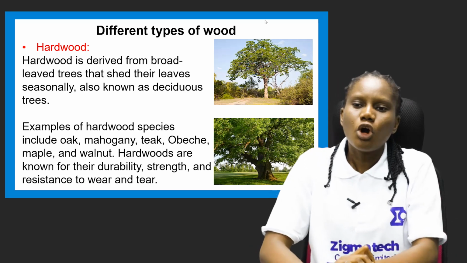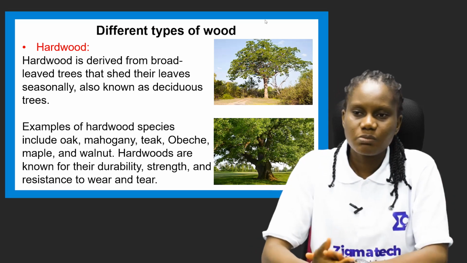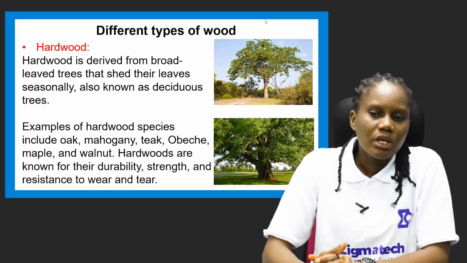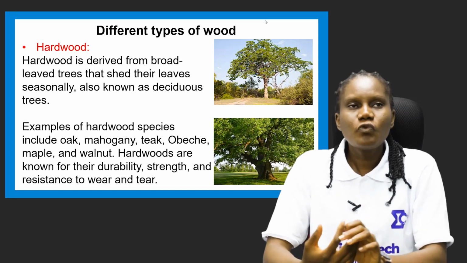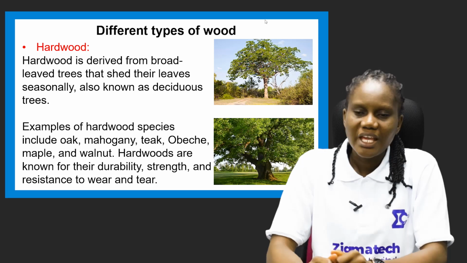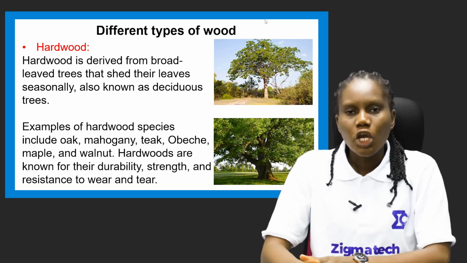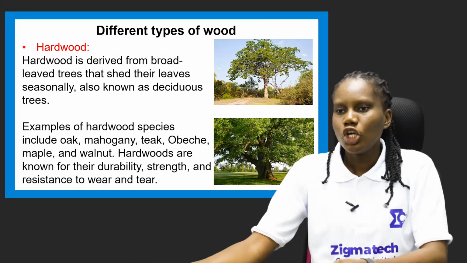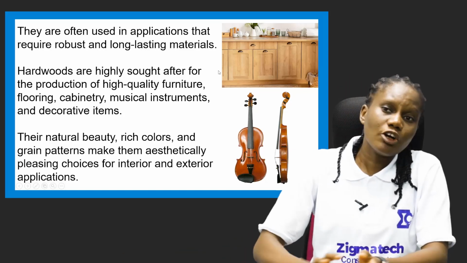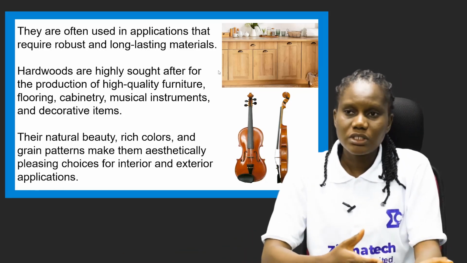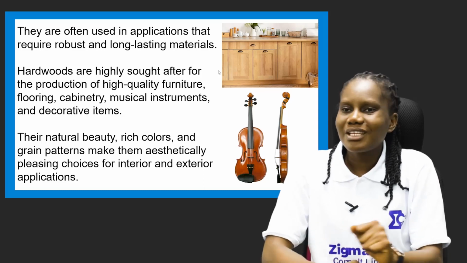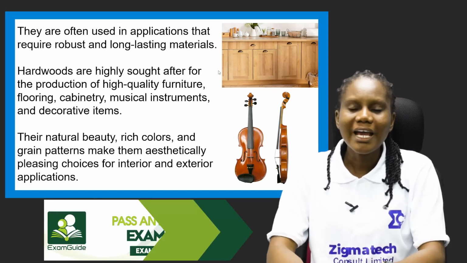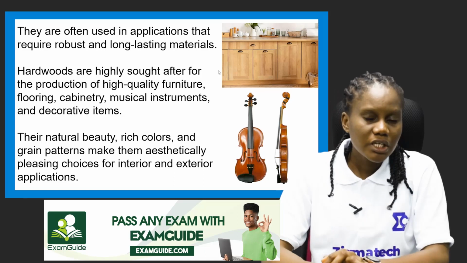So what are the examples of these hardwoods? Examples of hardwood species include the oak tree, mahogany, teak, obeche, maple, and walnut. Hardwoods are known for their durability, strength, and resistance to wear and tear. We're going to consider some hardwoods and their uses very quickly. Hardwoods are often used in applications that require robust and long-lasting materials. They are highly sought after for the production of high-quality furniture, flooring, and cabinetry.